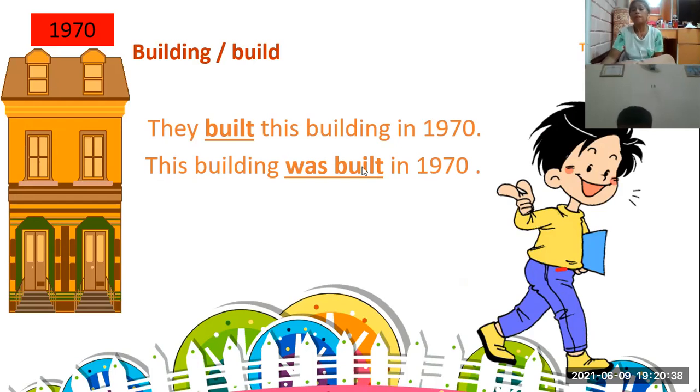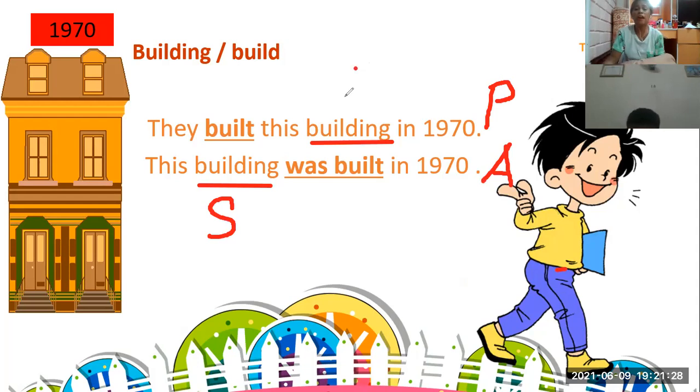Okay. Here, this is active voice. The building was built. The subject here is building. The building was built in 1970. And then they built this building in 1970. Look at the building here. It's here. So this is the active voice and this is the passive voice. The building was built. Look at the subject. It's at the beginning. But in the passive voice, the subject is at the end. This is the subject. So it happened like this.